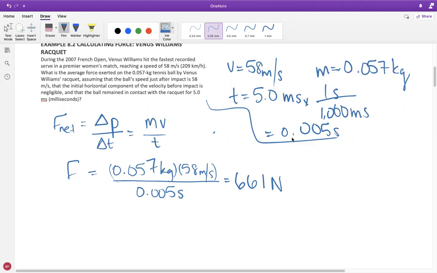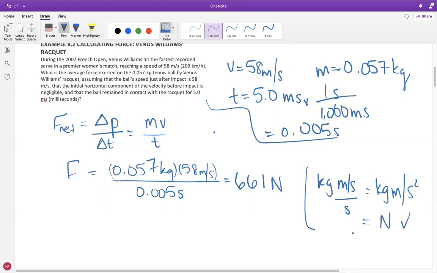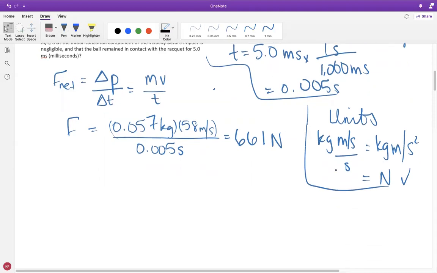Let's make sure that our units are correct. Okay, so we have a kilogram meters per second over second, which is kilogram meters per second squared, which is 1 Newton. So good. So our units are correct. Okay. All right, so that was that second example, not too bad.